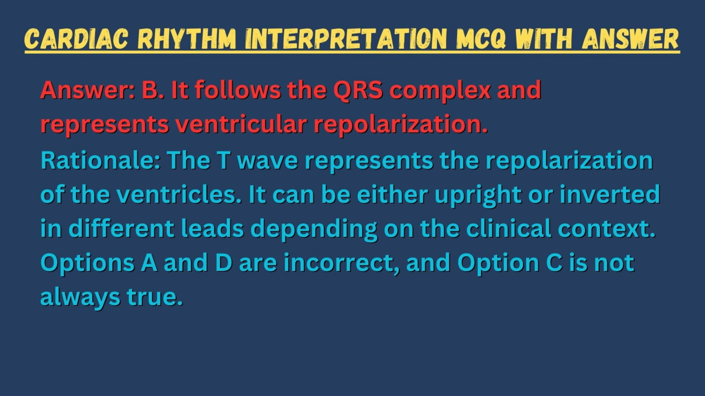Answer: B. It follows the QRS complex and represents ventricular repolarization. Rationale: the T wave represents the repolarization of the ventricles. It can be either upright or inverted in different leads depending on the clinical context. Options A and D are incorrect, and option C is not always true.